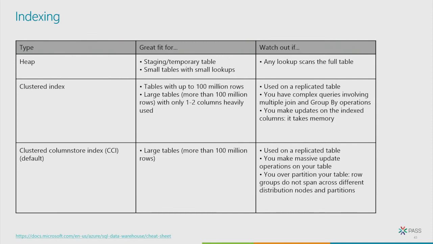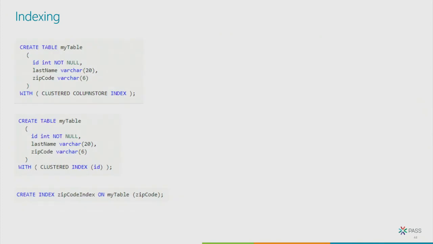If you don't declare it in the table, it will auto-create that for you. So what that looks like on table creation is you're going to create my table with clustered column store index. You don't say what columns are part of it. You just say column store index, and everything in the table is part of that column store index.